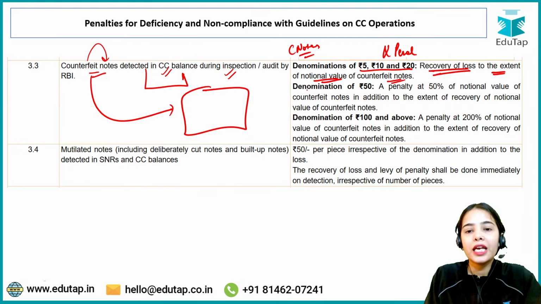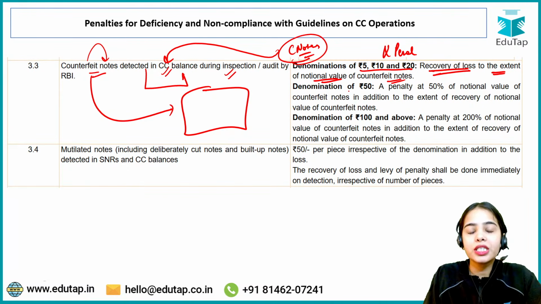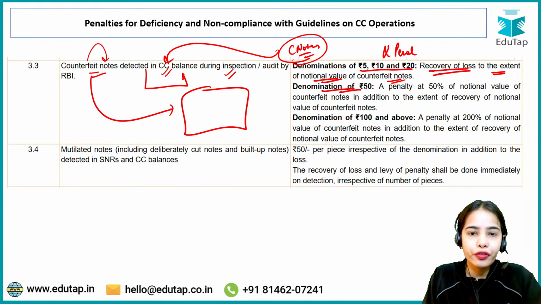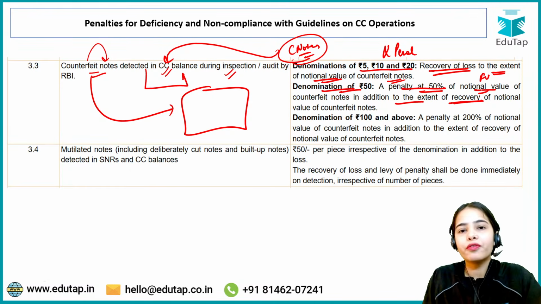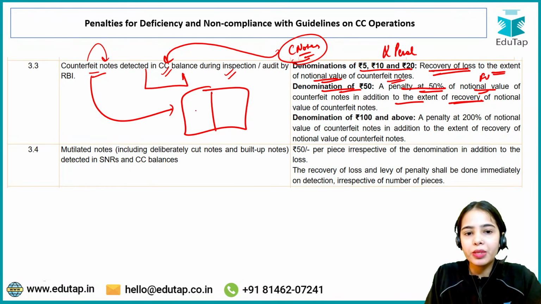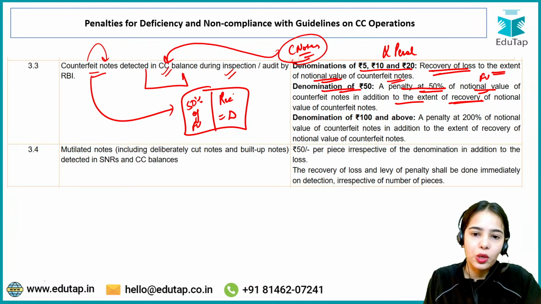But if the counterfeit notes in the balance of the currency chest are of denomination 50, a penalty of 50% of the face value of the counterfeit notes applies, in addition to the recovery of the face value. So again, the same thing: 50% of the face value is the penalty, and the recovery of loss will be equal to the denomination of the note that has been lost.